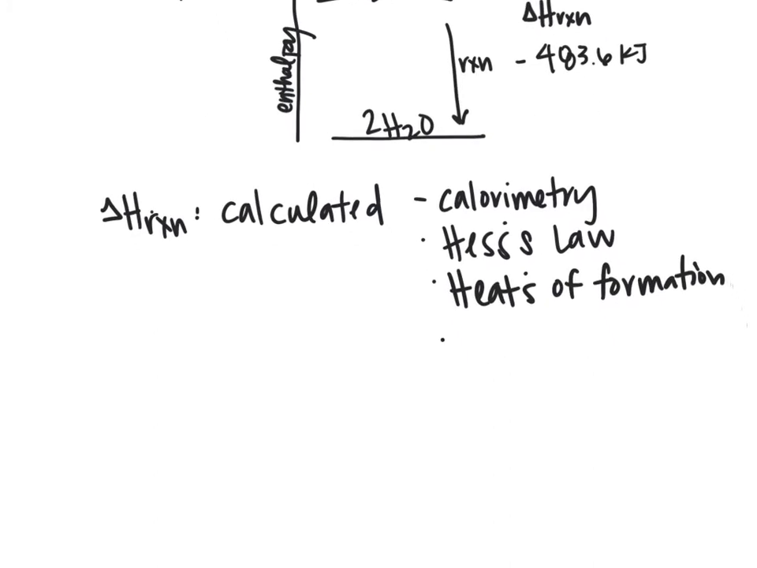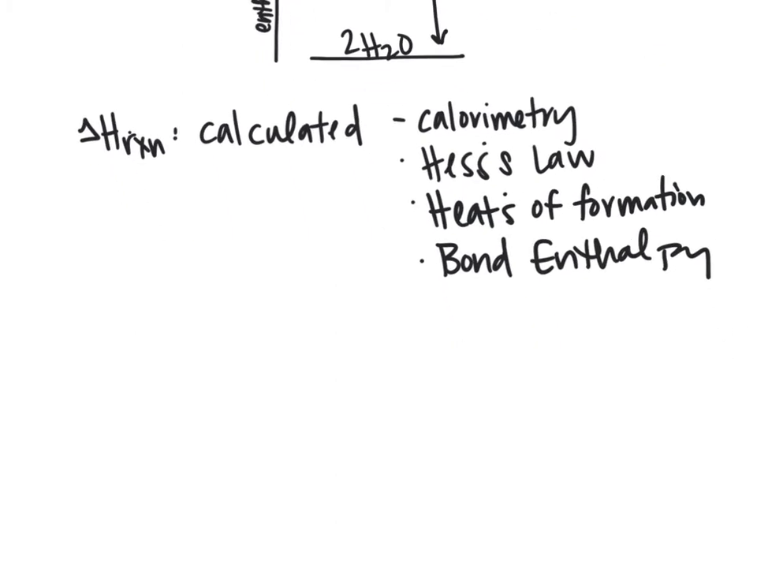Or we will learn in chapter 8, we can use bond enthalpy. And so we can calculate it. You can also find it, we'll say, read in a table. There are large books where you can go in and calculate delta H of reaction by basically looking stuff up in these tables. But what we're going to do over the next several videos is learn how to calculate delta H of reaction.